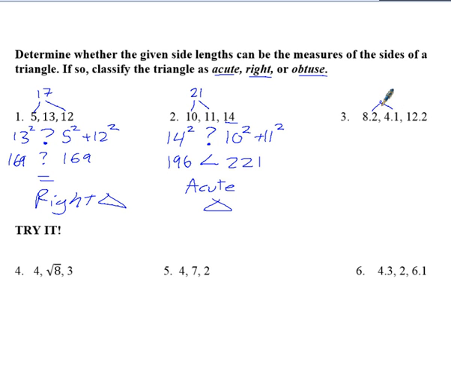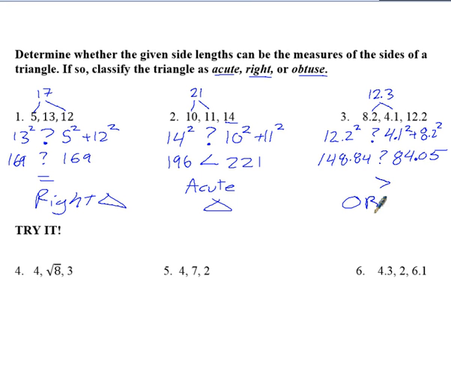Finally, this one here, we have decimals. Don't let that scare you, just go on as normal. So 12.3 is bigger than 12.2, therefore we can say the triangle exists. We can proceed with this. So now we would say 12.2 squared, question mark, 4.1 squared plus 8.2 squared. 12.2 squared is 148.84. And when I add 4.1 squared to 8.2 squared, I get 84.05. And so 148 is definitely greater than that. So therefore this thing is, whoops, I can't spell, obtuse.